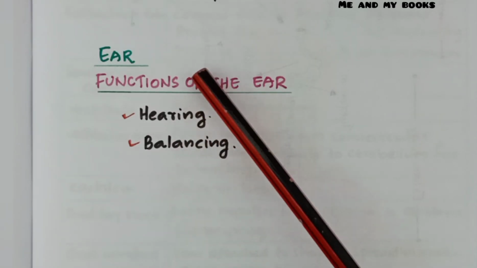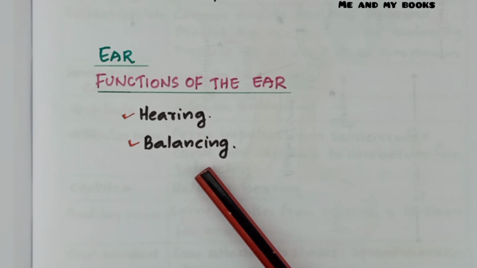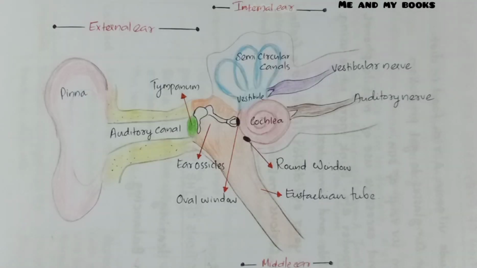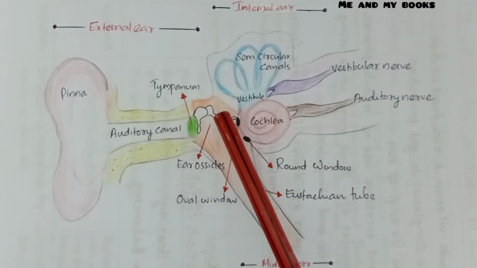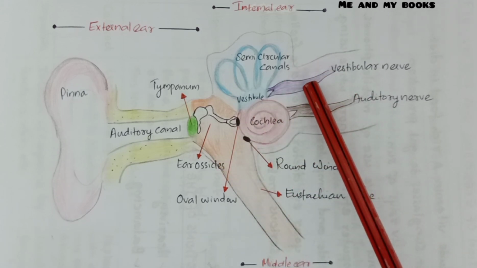Next is sense organ, ear. Functions of the ear, we already discussed that, hearing and balancing. Structure of ear, we already discussed full details of ear in our previous video. You have to check that, okay? So ear is divided into three parts: external ear, middle ear and internal ear.